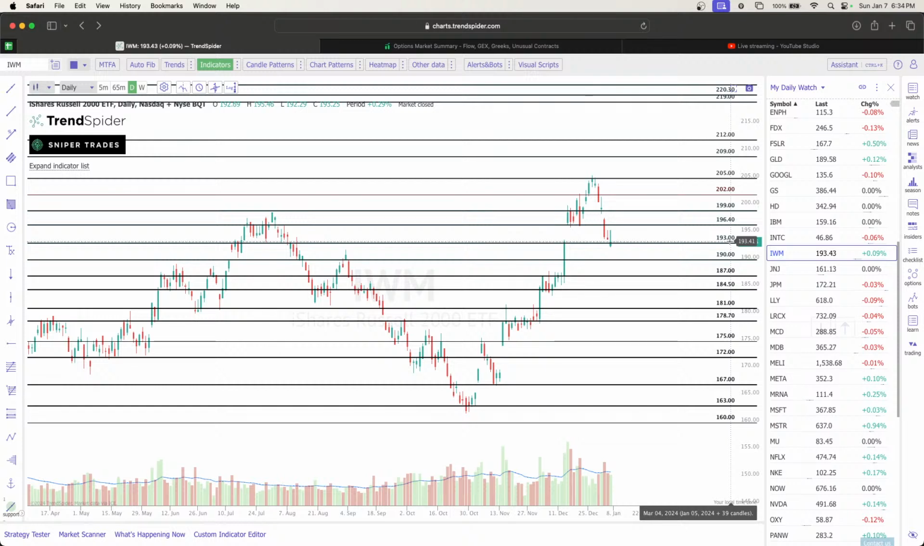Here we are testing a long-term trend line. That's why I kind of like it. At around 550-ish, I'll probably sell a couple weeks out 530 puts, and I'll play it.